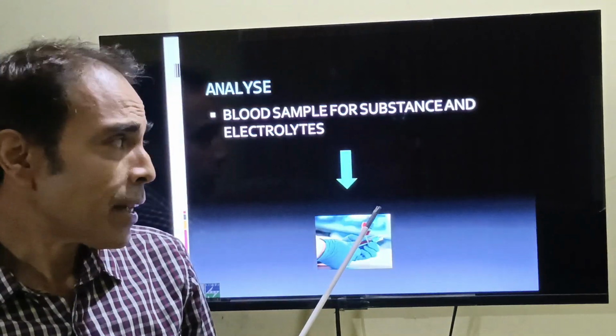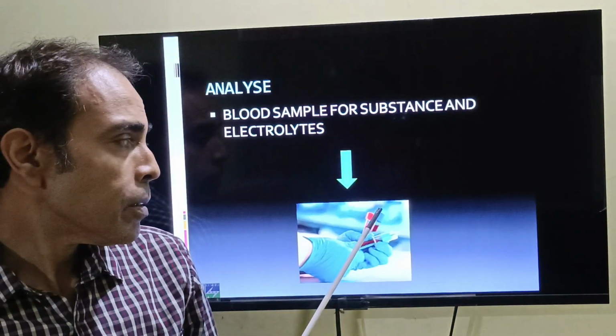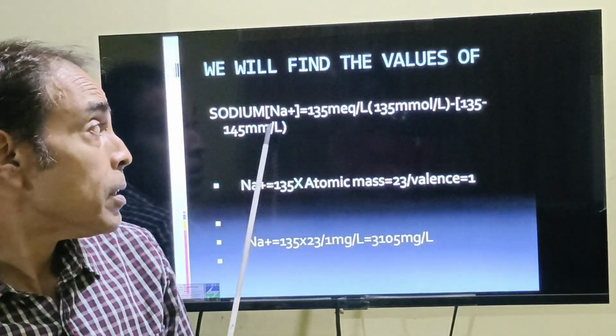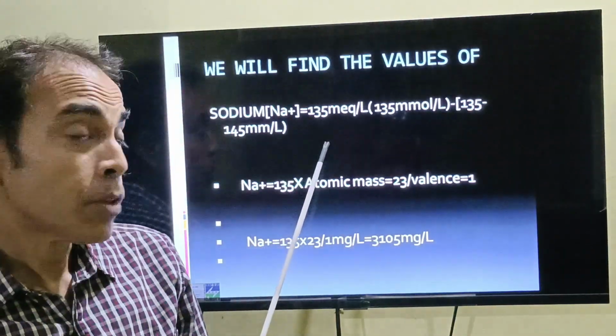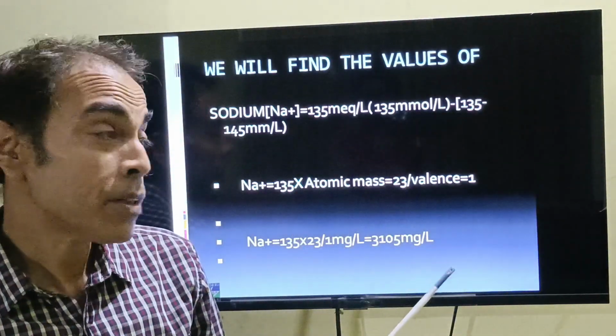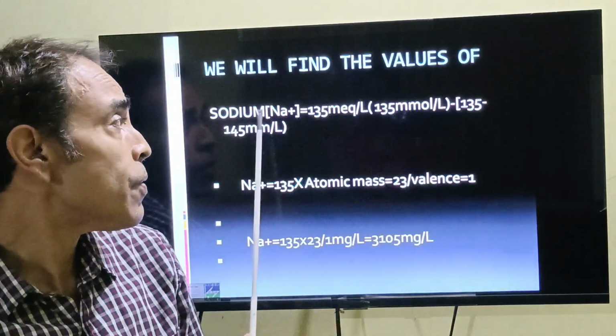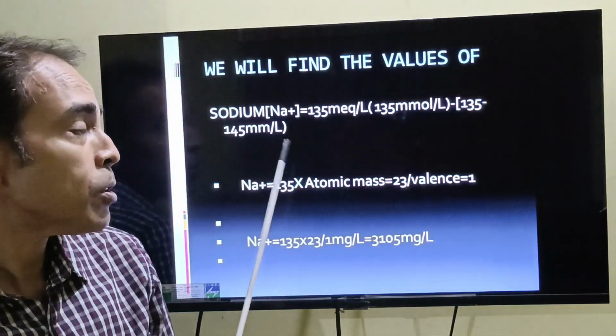So what will we get? We will get the following values when we draw the blood sample. Number one is the sodium level. The sodium level is 135 milliequivalents per liter or 135 millimoles per liter. The range is around 135 to 145 millimoles per liter.